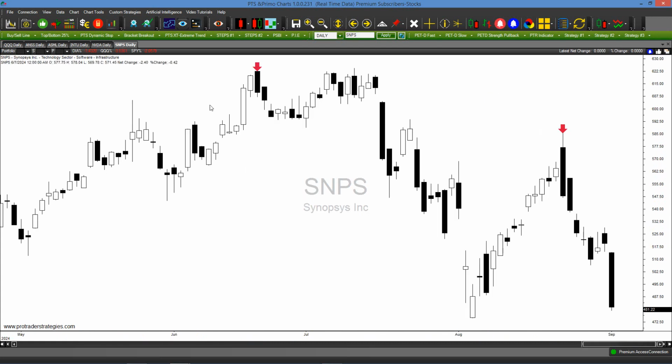And lastly, SNPS, another stock that makes up the NASDAQ 100 index. We see here going back to June, it generated a trend change to the downside. And look how the market fell out of bed after that. We've had a nice bounce in August, and once again, just a little over a week ago, another trend change to the downside was generated.